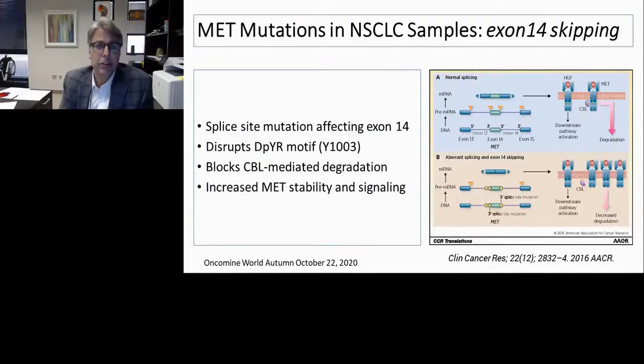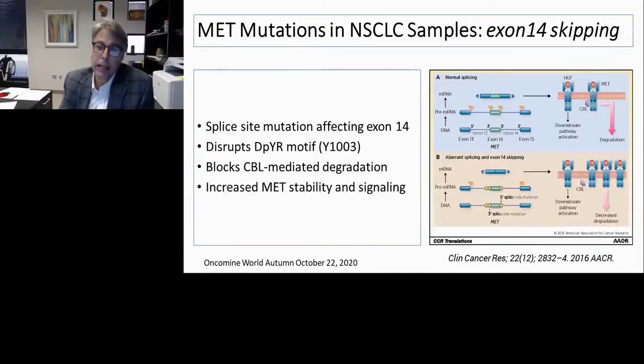Another variant we were interested in involves the MET gene. Now, the diagram on the right side shows in the upper part of the diagram what happens normally to the MET gene, and that's exons 13 and 14 and 15 are normally spliced together.